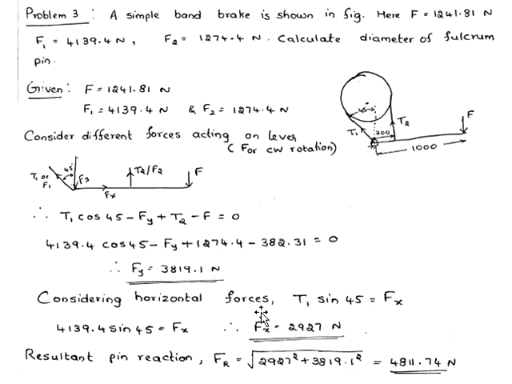Then consider all the horizontal forces. Here horizontal component of T1 will be T1 sin 45 and one more horizontal component is Fx. So T1 sin 45 is equal to Fx. You will get Fx value. I am having Fx now, Fy also. Calculate what is resultant pin reaction, square root of Fx square plus Fy square. After that same calculation you have to perform for counterclockwise rotation.